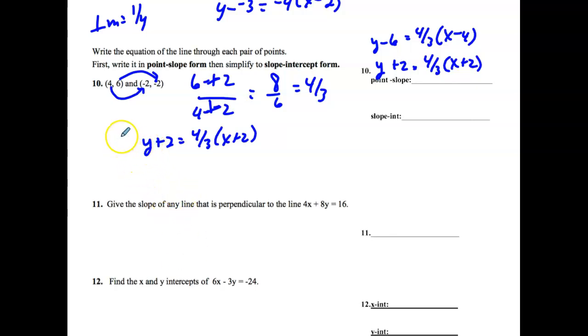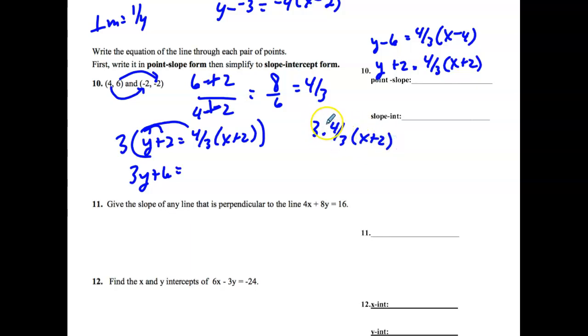Or I like to multiply everything by 3. By everything, I mean both sides. So I multiply the left, I get 3y plus 6. And when I multiply the right, you've got to be careful. You don't multiply the inside of the parentheses, you just take it times the 4/3. Because really what you're doing is 3 times 4/3 times x plus 2. You can multiply any 2 things first and then multiply it by the third. So 3 times 4/3 is 4, and then there's an x plus 2.